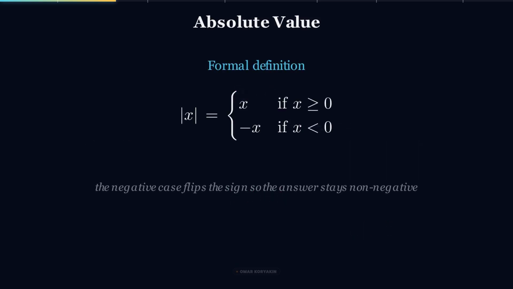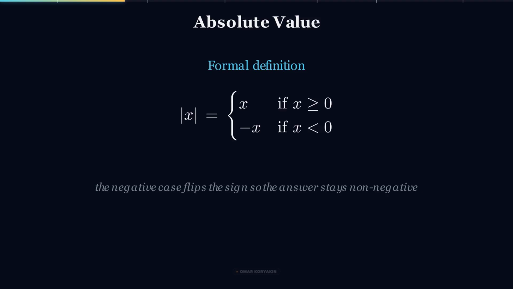Now we lift the picture and write the formal definition. The absolute value of x equals x itself when x is greater than or equal to 0, and equals -x when x is less than 0. Two cases joined together with a brace into one definition.